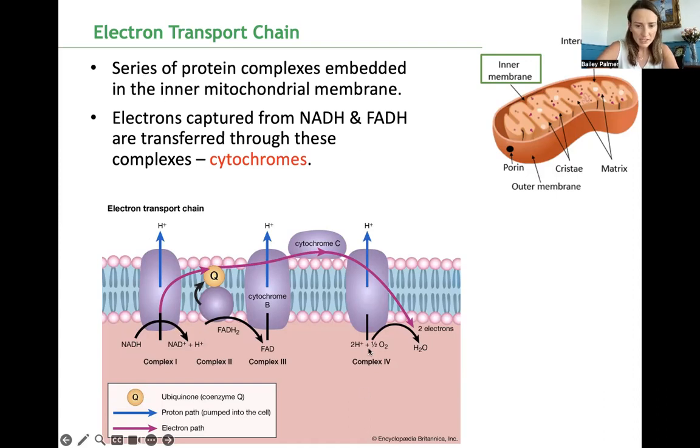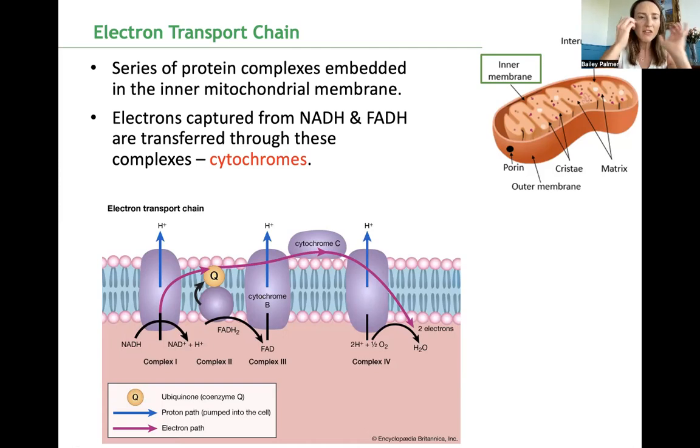And if you look at this picture, it will also show that we're just on or across one of the membranes. So what we're looking at first is a series of protein complexes that are embedded across this inner mitochondrial membrane. I'll explain each of these protein complexes, which you can see as these purple structures here. So I'll explain what those are later.